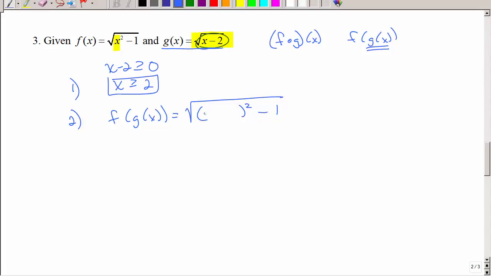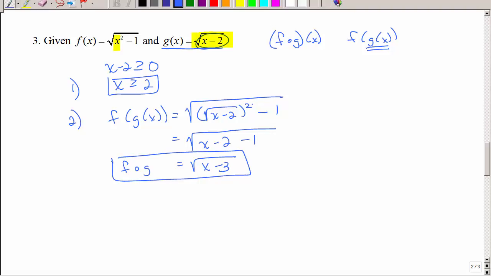What am I going to put in place of that? That looks weird, so I'm going to square the square root, and it goes away. I'm going to collect like terms. So that's my composition function. What is its domain? Just like up here, this has to be greater than or equal to 0. So it says x is greater than or equal to 3. I have this and I have this.